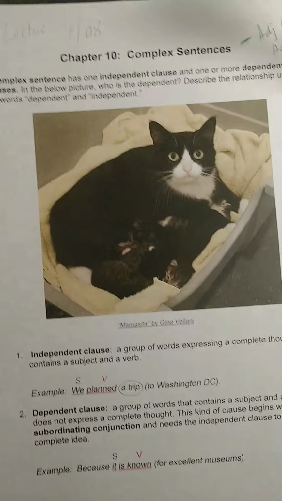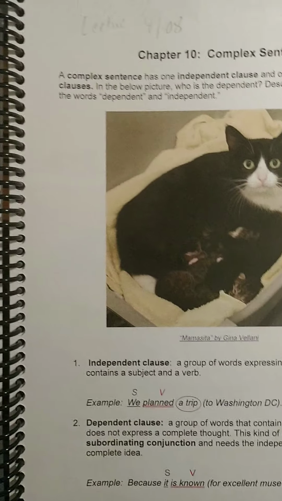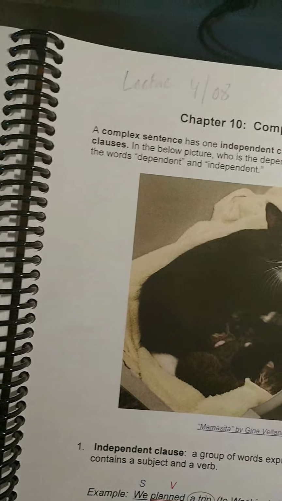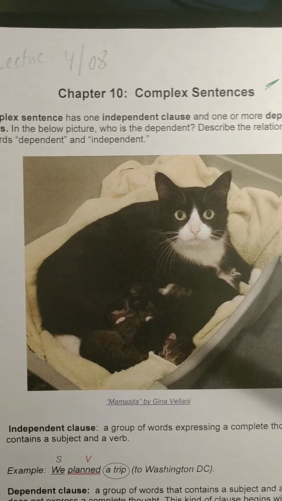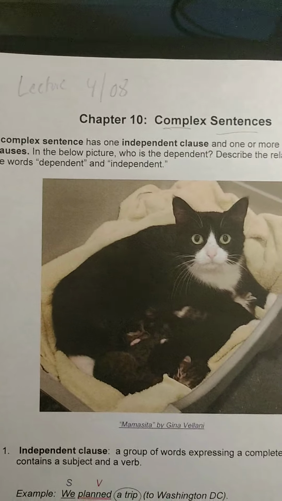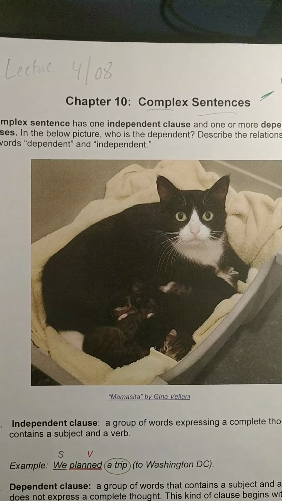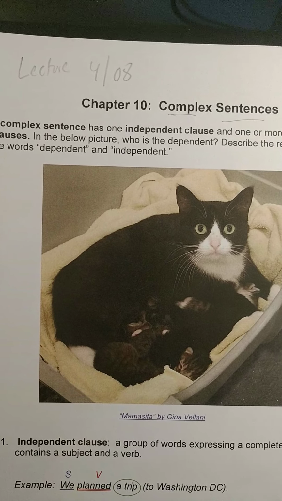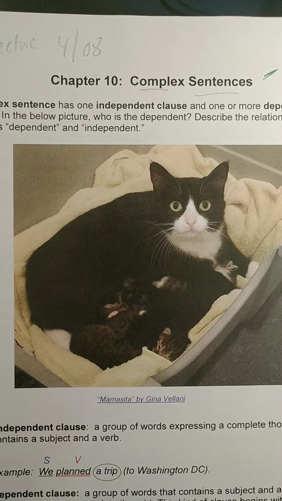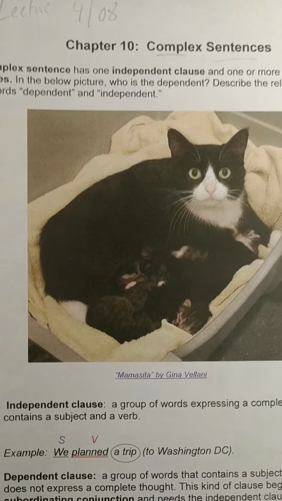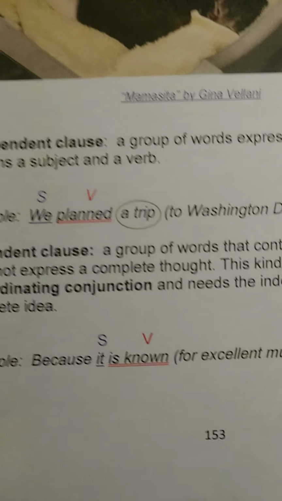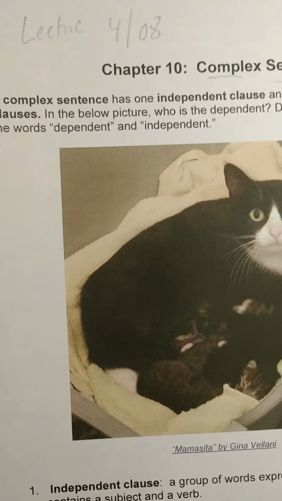Okay, this is a picture of a little cat with a bunch of kittens. All right. So many of you, we have talked about complex sentences in class before we went online. So you know a little bit about complex sentences. By the way, this is page 153, if you're wondering. But let's talk about it.